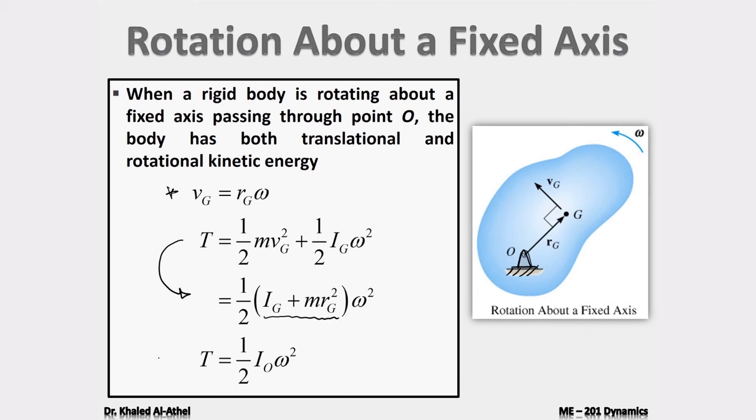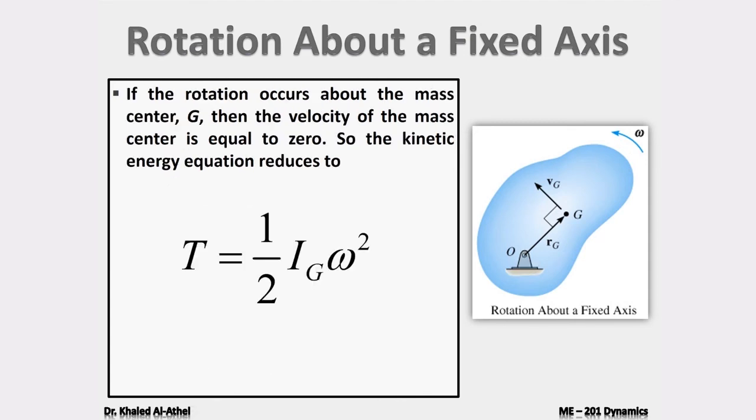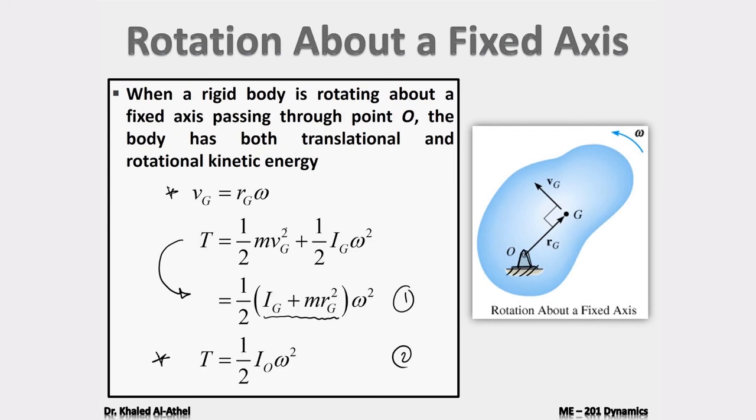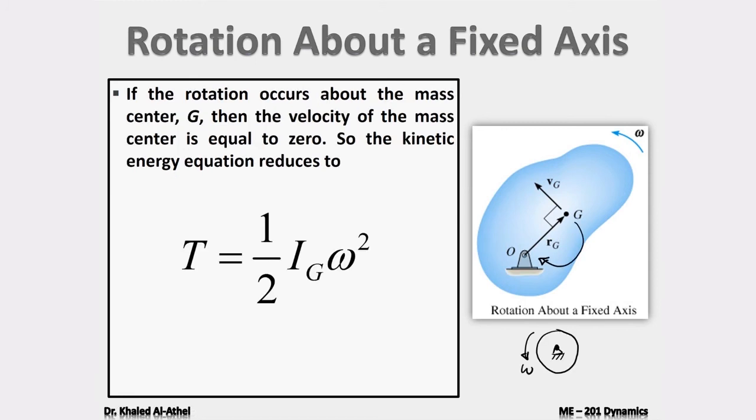Now, another way of doing it is that if you happen to know the formula or expression for the mass moment of inertia IO around point O of a fixed point of rotation, then you can directly write T as half IO omega squared, and you do not have to include the velocity in this case. So you have the two options. This is the first one, this is your second option. Now, if your point G and O happen to be the same, let's say I have a disk that is rotating around its own center of mass, then this part is no longer valid because the velocity of G becomes 0, and you end up with T equals half IG omega squared.